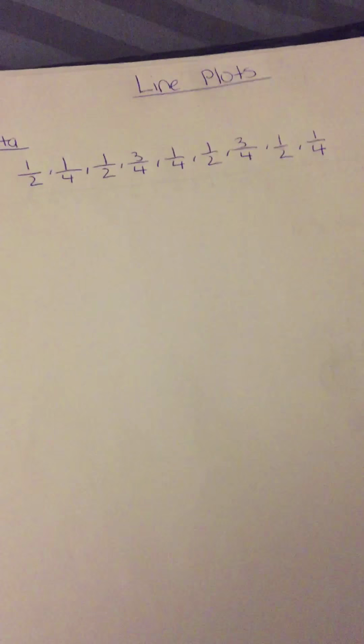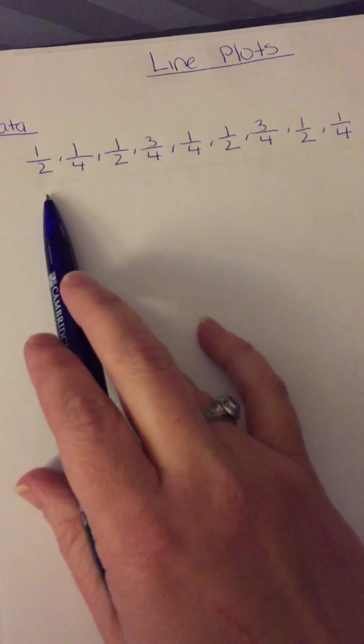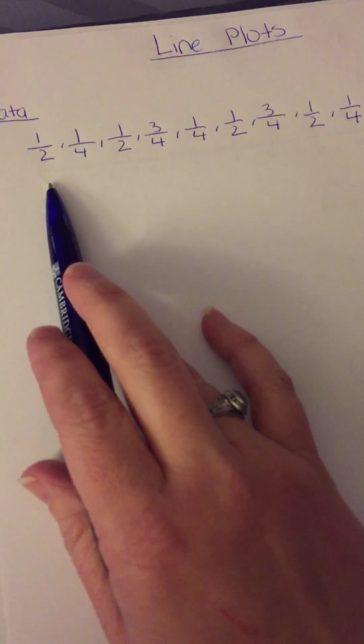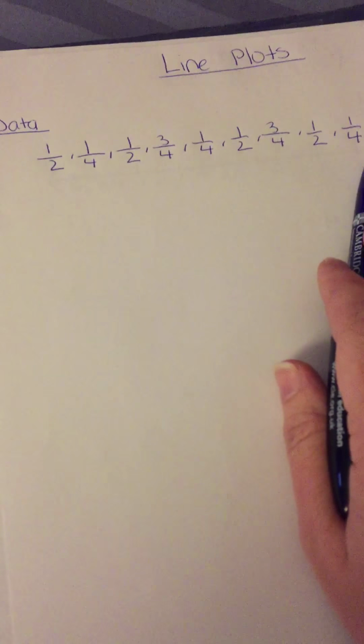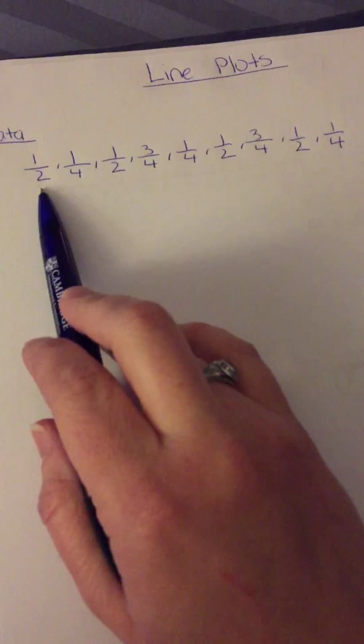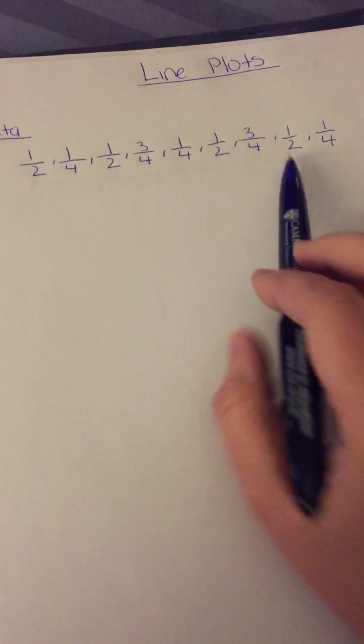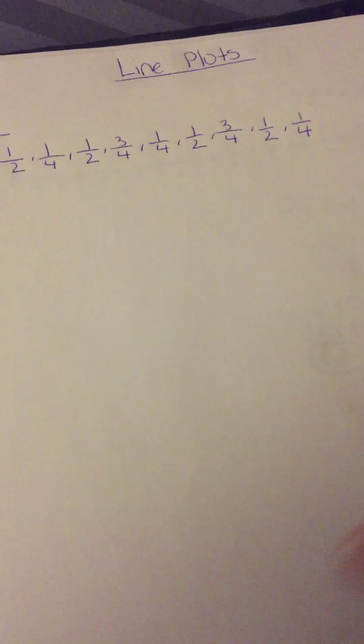from this. Now when I say the frequency, what I'm referring to is the number of times you see a particular number, or in this case fraction, in the set of data. So for example, we have the 1/2. 1/2 is listed 1, 2, 3, 4 times. So the frequency of the 1/2 in the data would be 4.